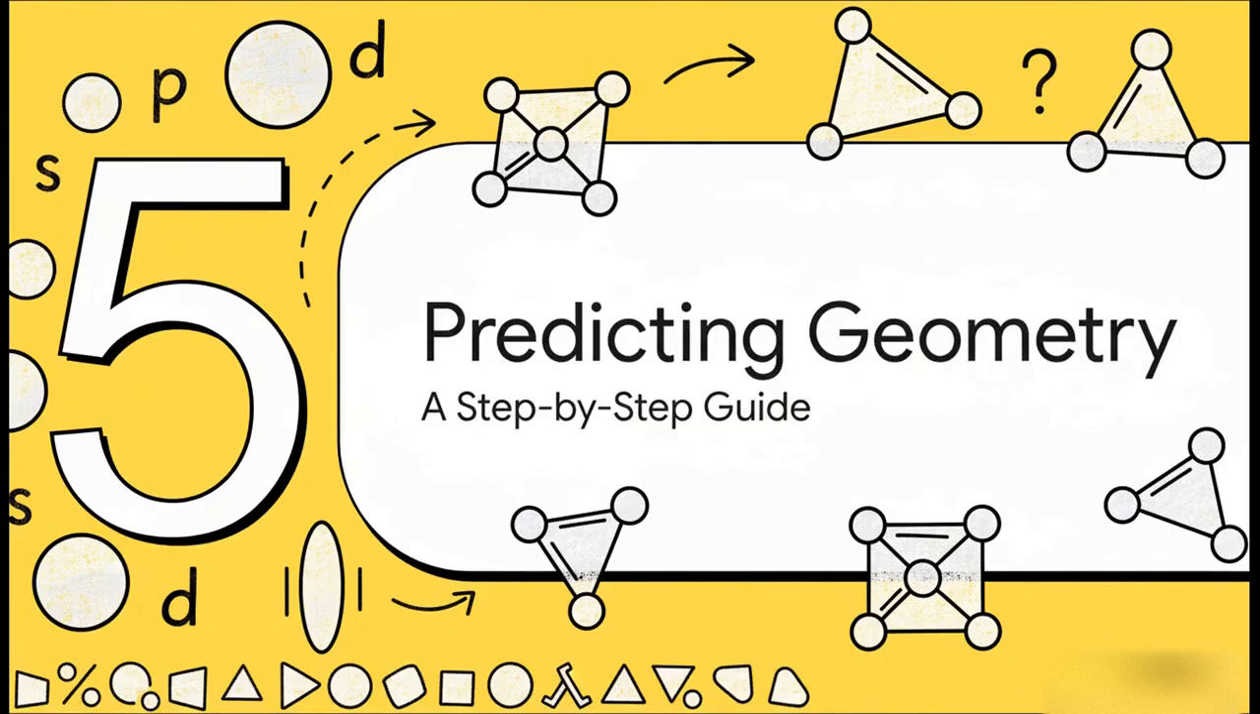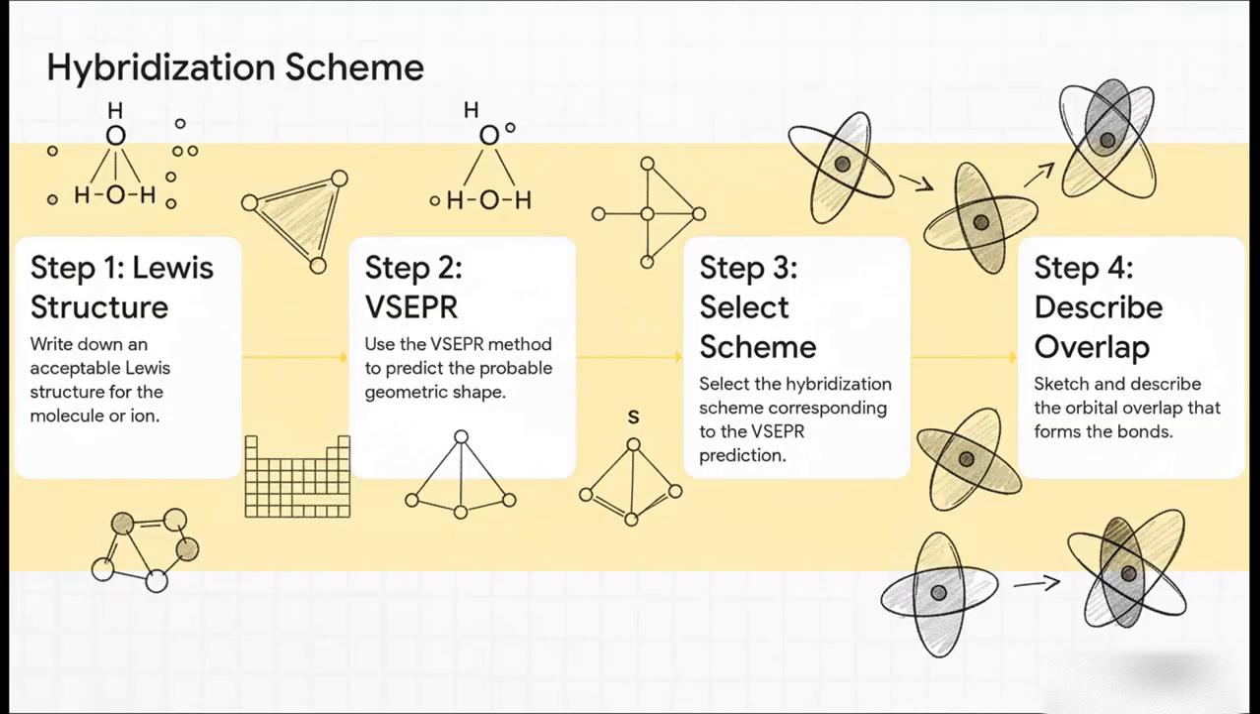All right, we've got the theory down. Now for the most important part. How do you actually apply this? Let's walk through a clear, repeatable process that will let you figure out the hybridization of any central atom every single time. It's really just a simple 4-step process.